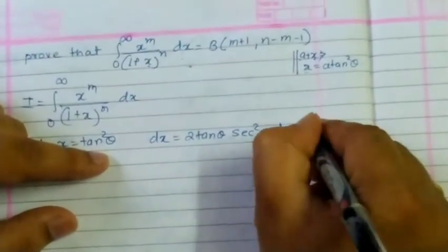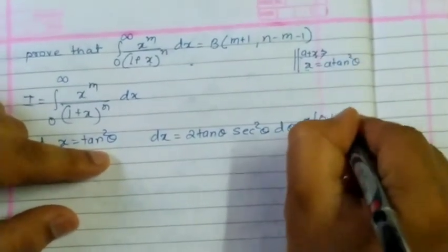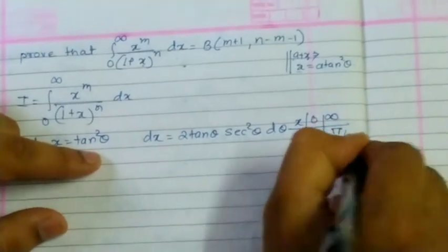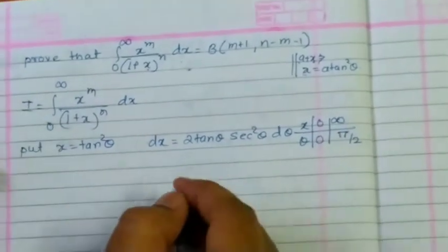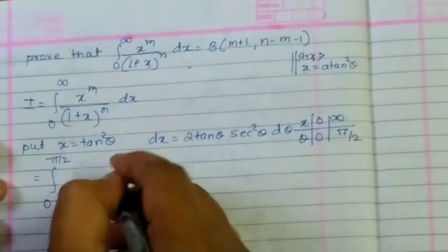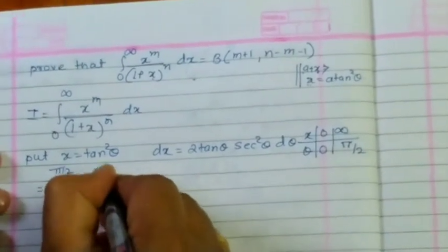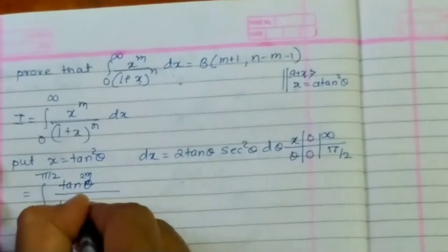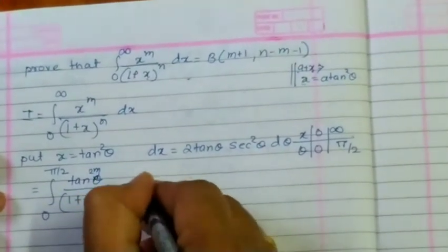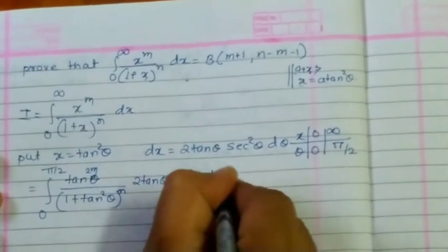Now what is the change in the limits? When x is 0, theta is also 0. When x is infinity, theta is pi by 2. So my integral I becomes the integration from 0 to pi by 2 of tan raised to 2m theta divided by the bracket 1 plus tan square theta raised to n, into dx, that is 2 tan theta sec square theta d theta.